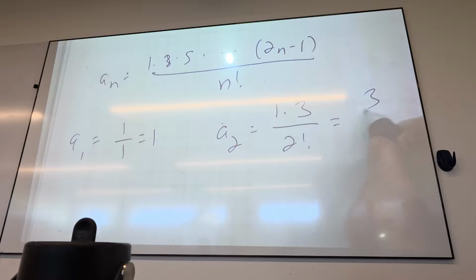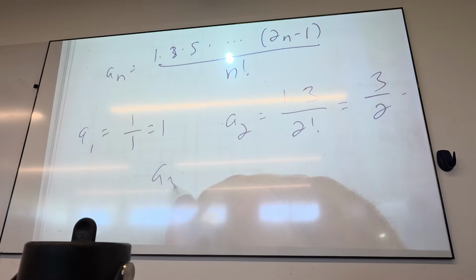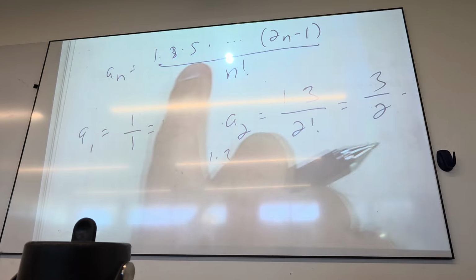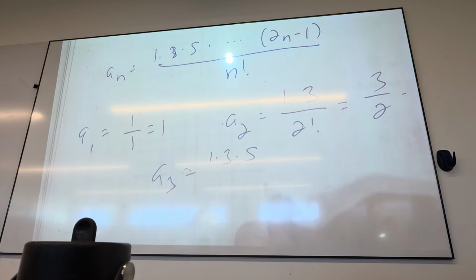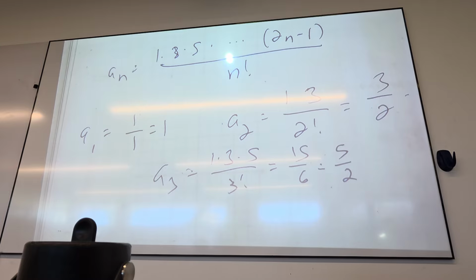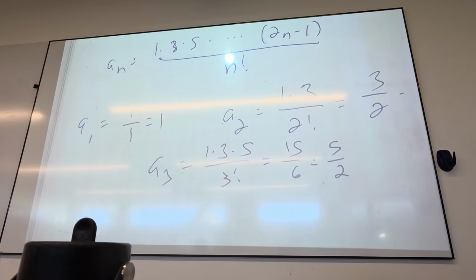But so this will be 3 over 2. A3 would be 1 times 3 times 5. And again, 2 times 3 is 6 minus 1 is 5. That's where I stop. So I stop at 5. Over 3 factorial. So that'd be 15 over 6, which is 5 over 2. So if you do a few of these, you'll start to capture the idea.